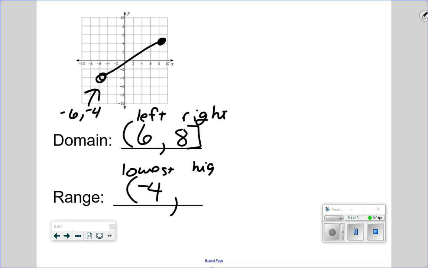Then we go with our highest point, which is this one right here. That point is 8 comma 4. We're using the y values for range. Highest y value is a +4, and we use a bracket. So our range, our y's can be anything from -4 to +4. And for domain, our x's can be anything from -6 to +8. And that's basically how you do domain and range of graphs of functions.